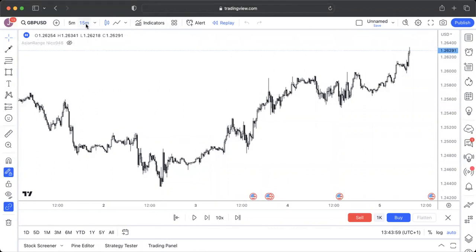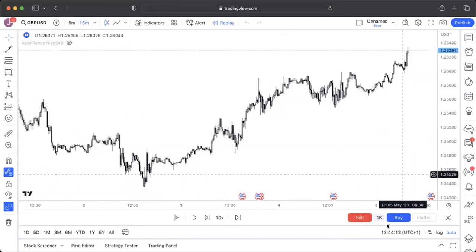videos for the entries, we only ever use the 15-minute and the 5-minute. Any strategy we ever have is always only these two timeframes. 5-minute is the entry, 15-minute is where we do the bulk of our structural analysis.